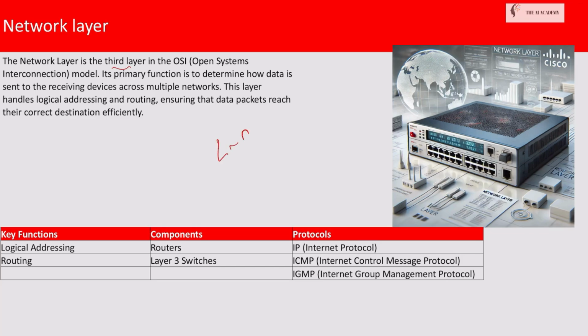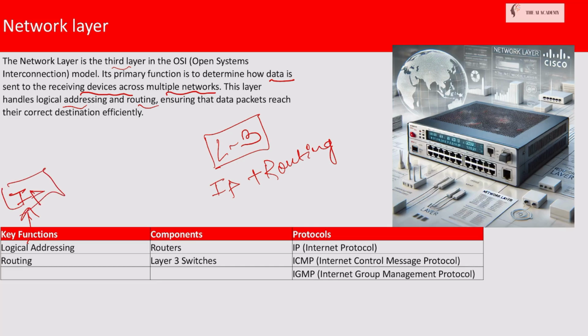The network layer is the third layer in the OSI model. Its primary function is to determine how data is sent to the receiving devices across multiple networks. This layer handles logical addressing and routing, ensuring that data packets reach their correct destination efficiently. The key functions of the network layer are the logical addressing. The network layer assigns and uses logical addresses, such as IP addresses, to uniquely identify devices on a network. This allows for proper identification and communication between devices.